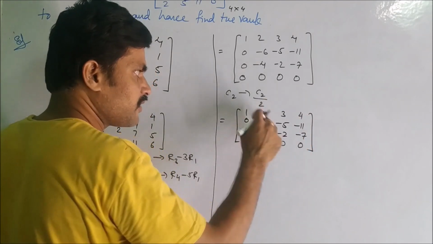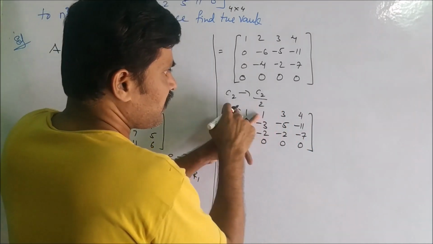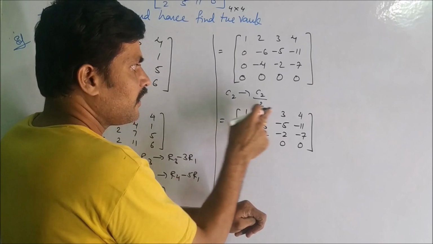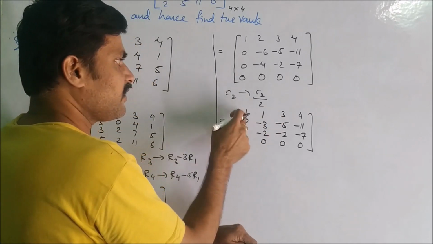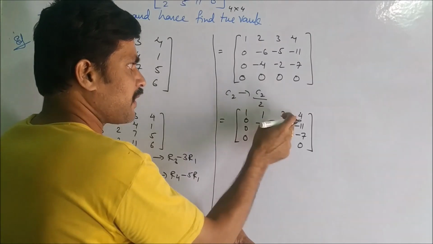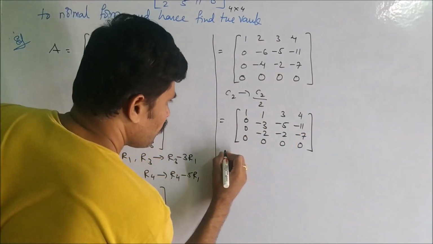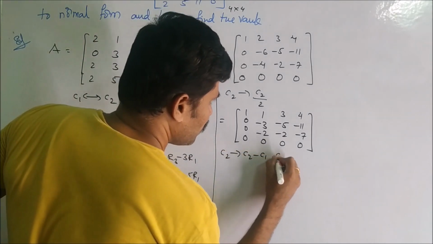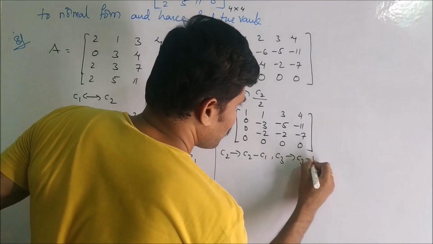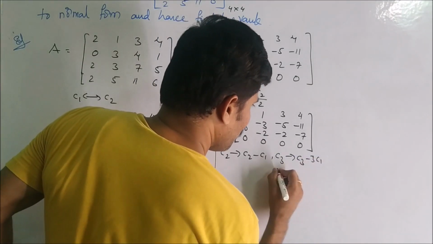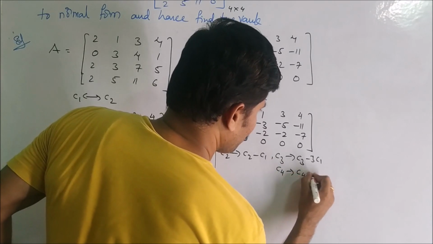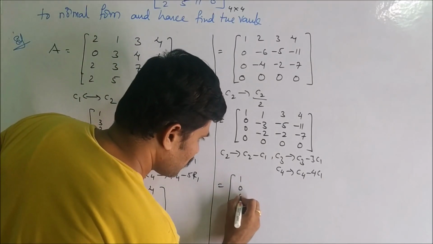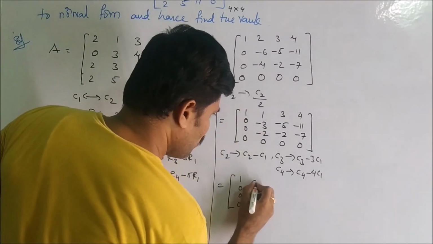Next, using column operations, we make the first element in the second column, the first element in the third column, and the first element in the fourth column zeros. Here C2 minus C1 will be 0. Multiply the first row, first column by 3 and subtract from the third column, this is also 0, and multiply by 4 and subtract from the fourth column, this is also 0. Now using the column operations, C2 changes to C2 minus C1, C3 changes to C3 minus 3C1, and C4 changes to C4 minus 4C1.